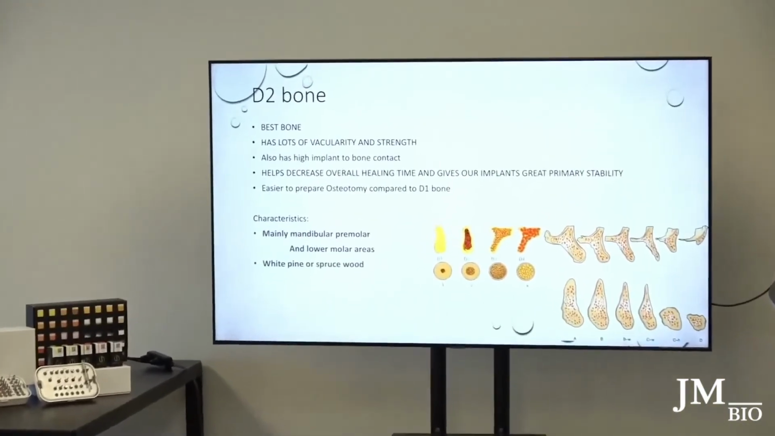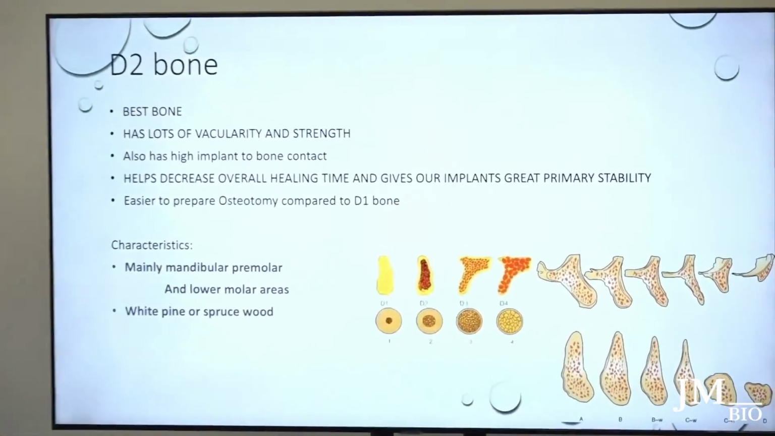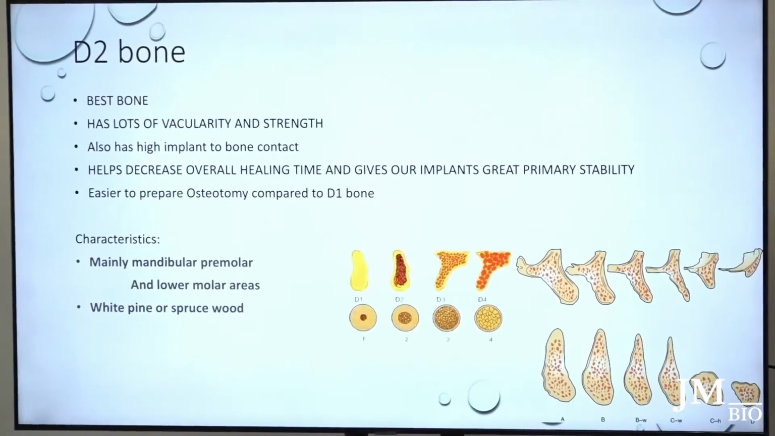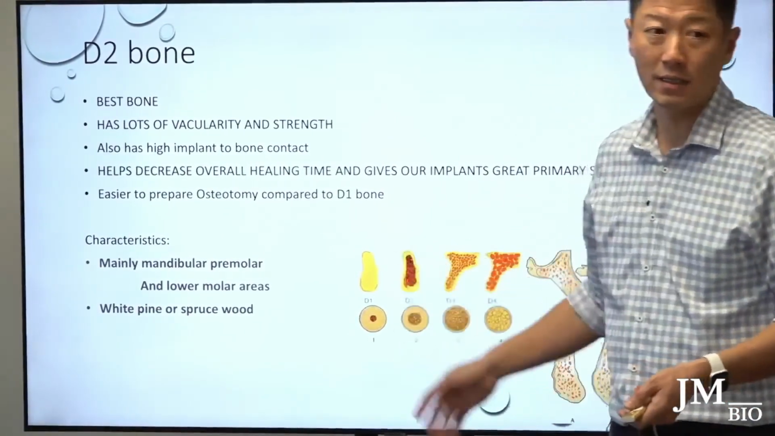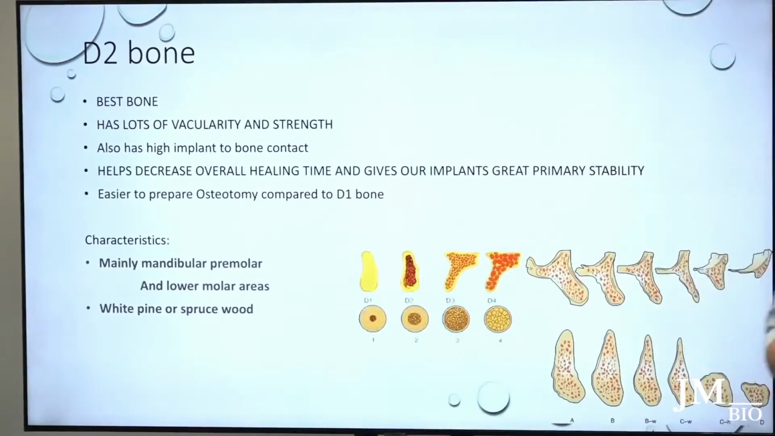So D2 bone is actually the best bone, because you have a nice balance between a good cortical plate and good cancellous bone, where you have nice, thick, dense trabecular patterns. Usually D1 bone is in the anterior mandible, and D2 bone is sometimes in the anterior mandible, mostly the posterior mandible, and sometimes the anterior maxilla. And it has a lot of vascularity, so it's good. Our implants get nice and stable, and it induces bleeding, so it helps to heal that implant. It creates that osseointegration, which helps the implant to heal, basically.